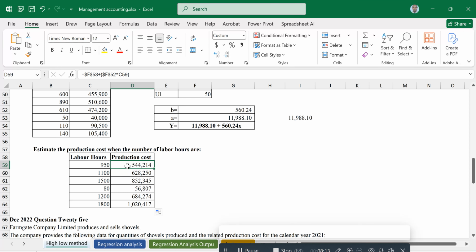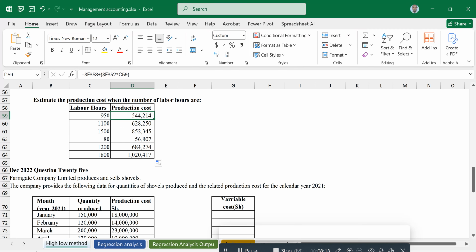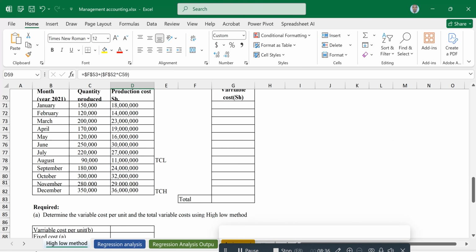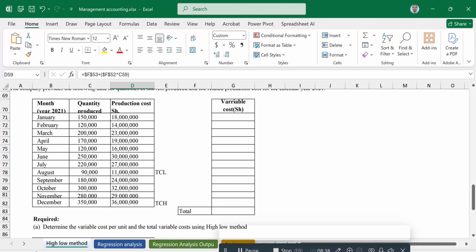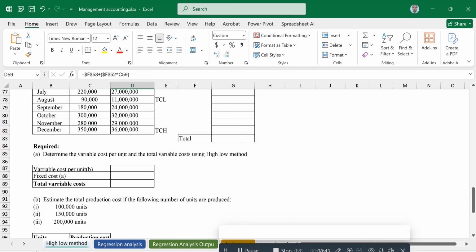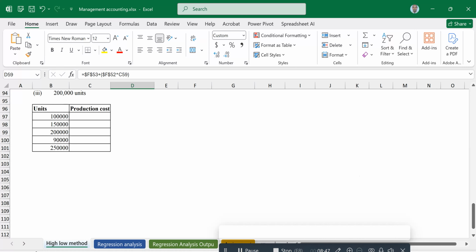What if they had asked for the high-low method? In this question that was tested in December 2022, question 25, it required regression. Now, Farmgate Company Limited produces and sells shovels. The company provides the following data for quantities of shovels produced and the related production cost for the calendar year 2021. Determine the variable cost per unit and the total variable cost using the high-low method. So they want us to determine something using the high-low method.